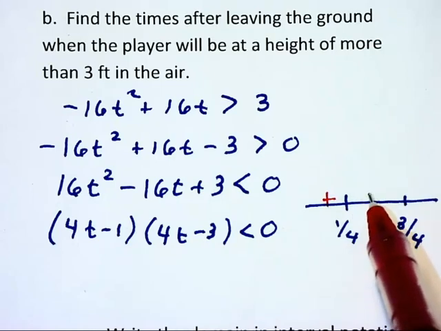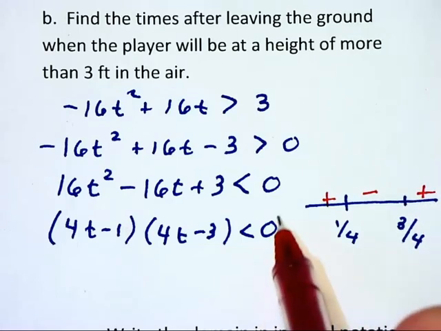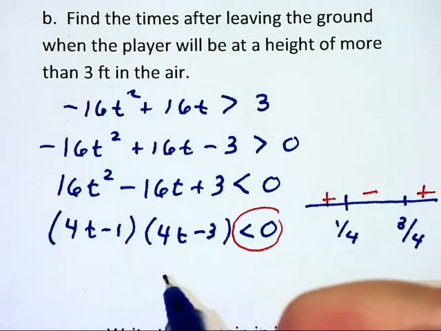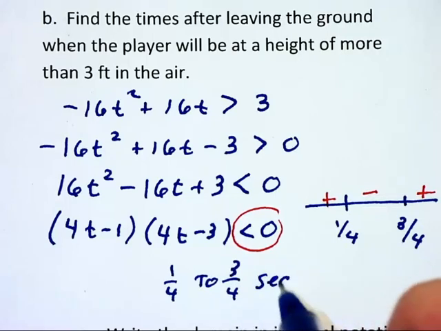It turns out when you substitute a value in the middle, like 1/2, you get a negative, and on the right you get a positive. And we are interested in where this is less than 0. When will they be at a height of more than 3 feet in the air? The answer is in the interval from 1/4 to 3/4 seconds after jumping.